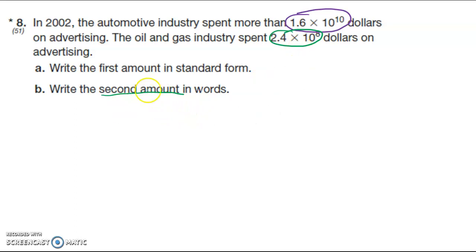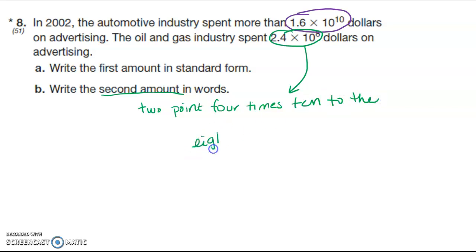Let me do the second amount since I have the green pen going here. So this is 2.4 times 10 to the 8th power. Okay, just like it looks. Let me go back to purple. And we're going to write the first amount in standard form.